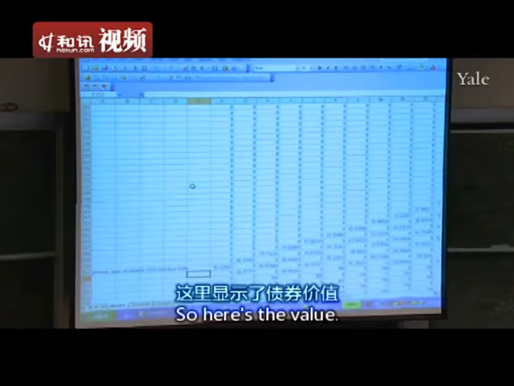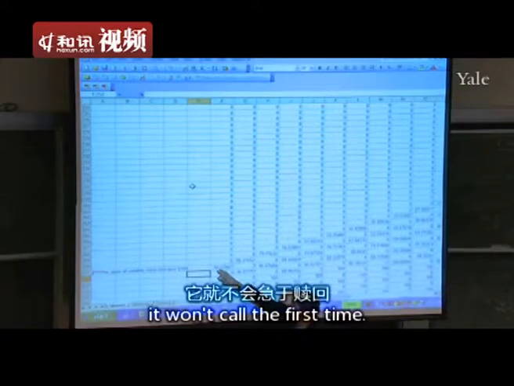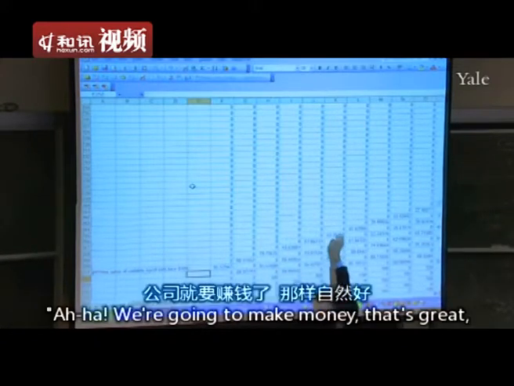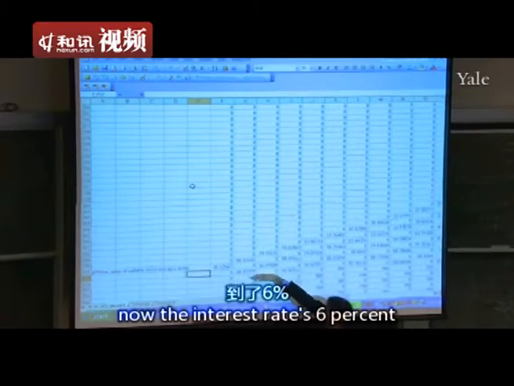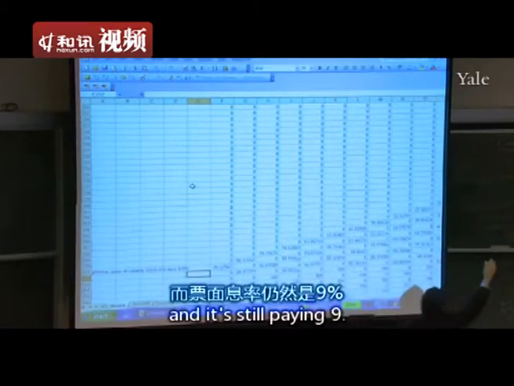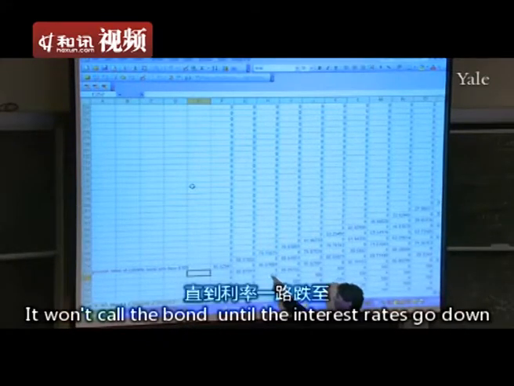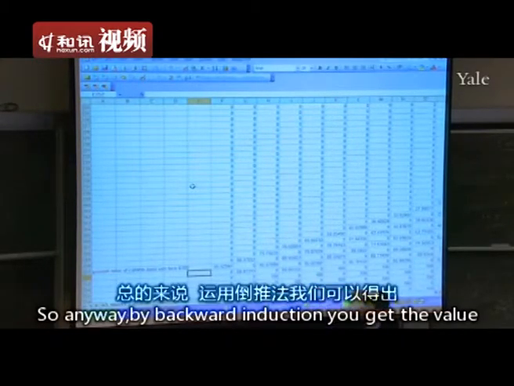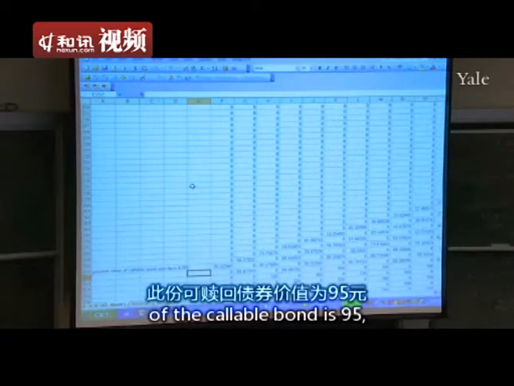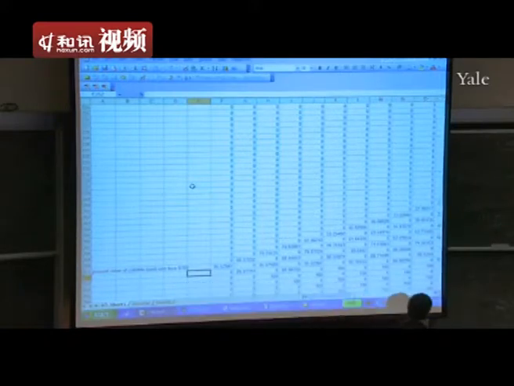So here's the value when the company behaves optimally. It won't call the first time. When interest rates go up, it says, aha, we're going to make money, that's great. But when interest rates go down, we just saw that now the interest rate's 6%, and it's still paying 9%, the company's still not going to call the bond. It won't call the bond until the interest rates go down all the way to 5%. So anyway, by backward induction, you get the value of the callable bond is 95.529, which is a lot.